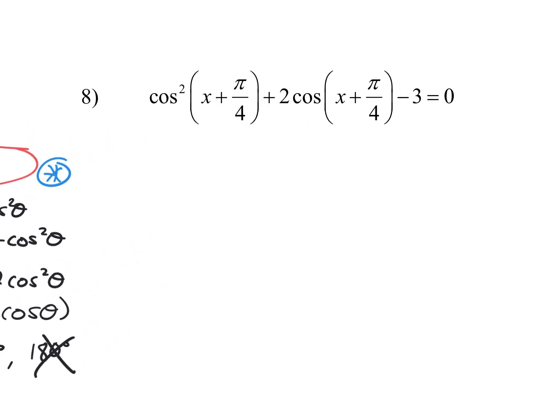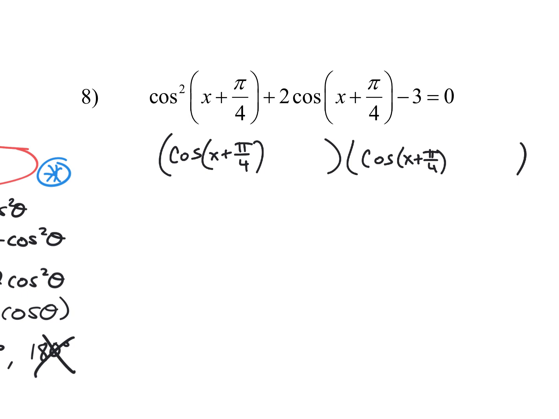Let's move over to number 8. When I look at number 8, that looks like a factoring problem to me. It looks quadratic. So I'm going to directly factor here cosine of x plus pi over 4 and cosine x plus pi over 4. And now I'm going to use my coefficients, numbers that add to 2 and multiply to negative 3. That's going to be positive 3 and negative 1.